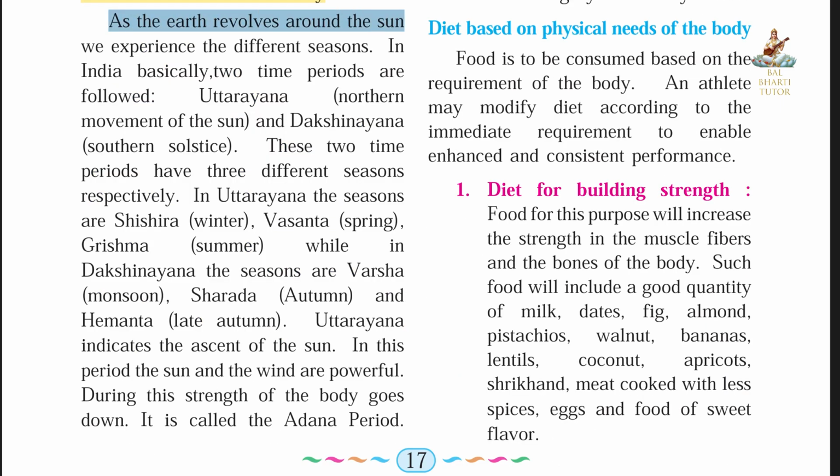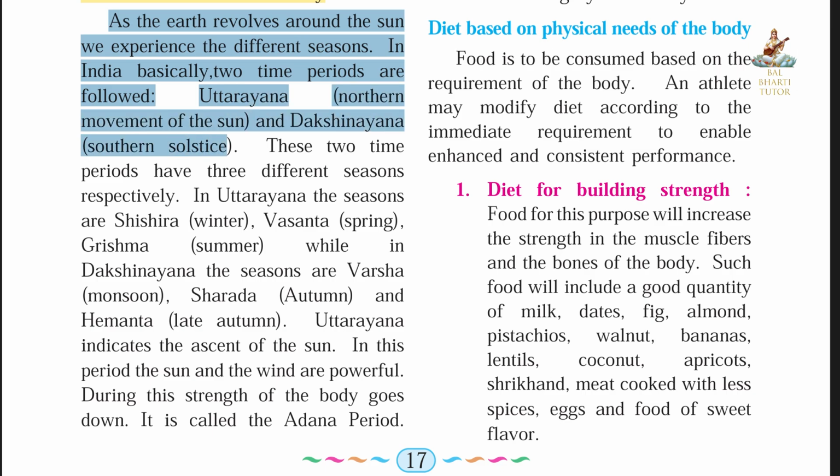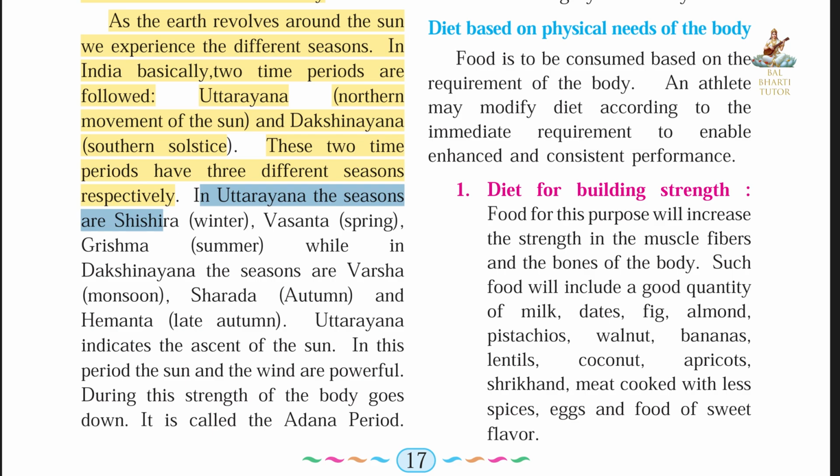As the earth revolves around the sun, we experience the different seasons. In India, basically, two time periods are followed: Uttarayana, northern movement of the sun, and Dakshinayana, southern solstice. These two time periods have three different seasons respectively. In Uttarayana, the seasons are Shishira, winter, Vasanta, spring, Grishma, summer, while in Dakshinayana, the seasons are Varsha, monsoon, Sharada, autumn, and Hemanta, late autumn.